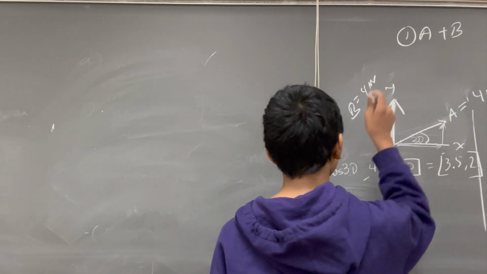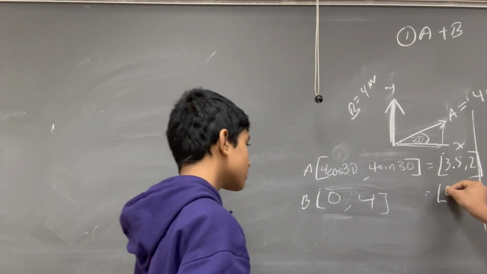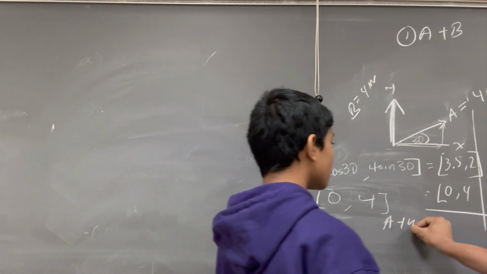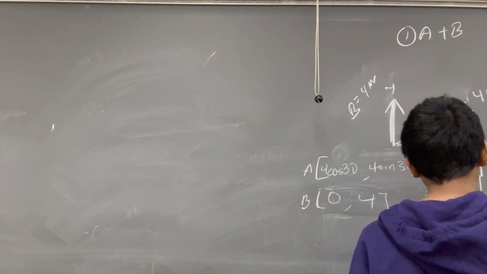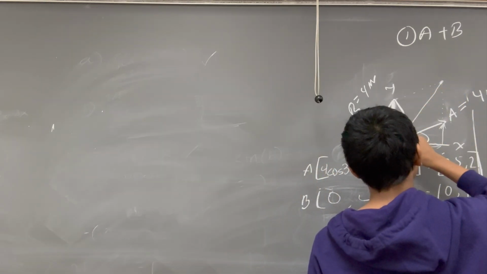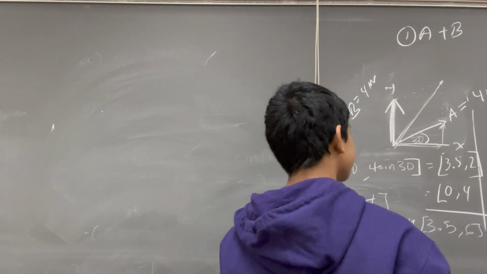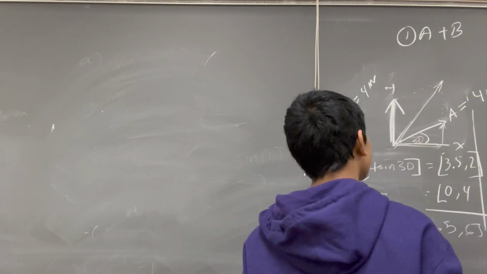And then the other one, B, is equal to, well, there's no x component and there's a y component, so 0, 4. So now our A plus B is just going to be 3.5, comma, 2 plus 4 is 6. This line segment between where their tails meet and where these two line segments meet is the direction and magnitude of our new vector.